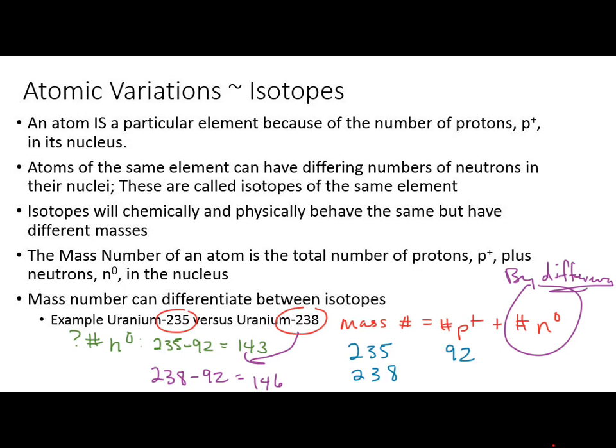Okay? Uranium's number 92. She's just double checking.